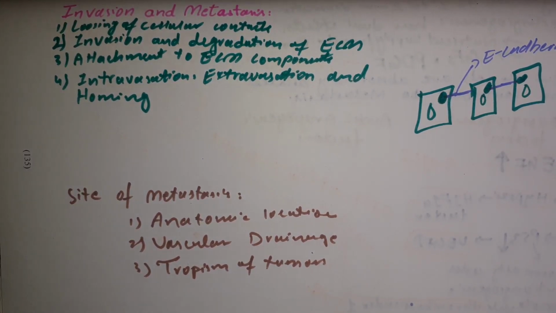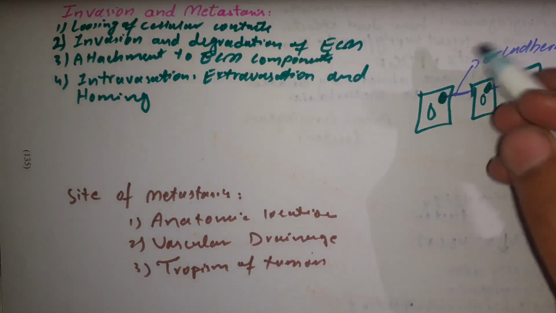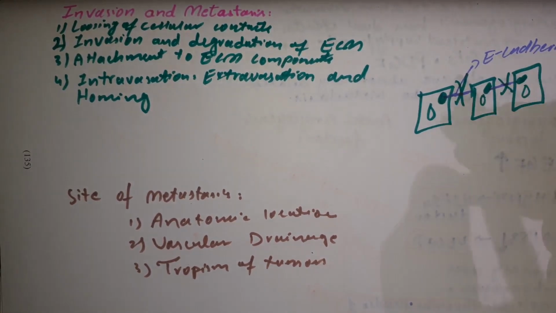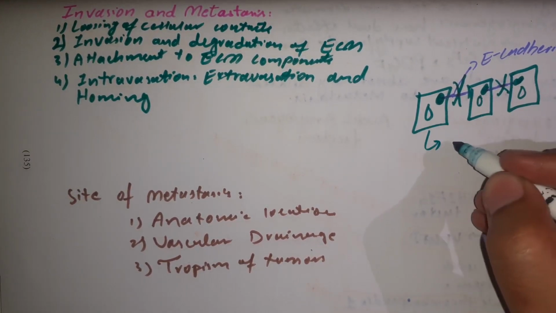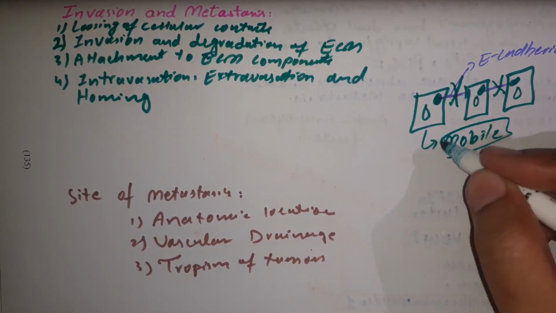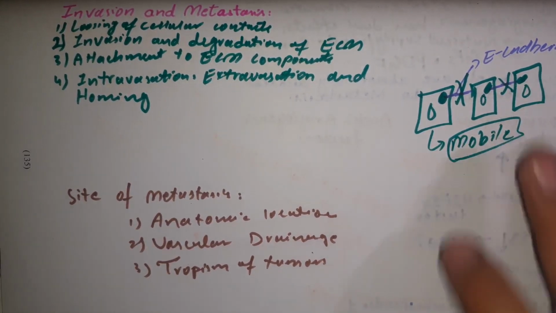This protein basically holds these normal cells together. However, in cancer cells, what happens? These cellular connections are lost. When these connections are lost, cells become mobile, or able to move regardless of their surrounding cells.